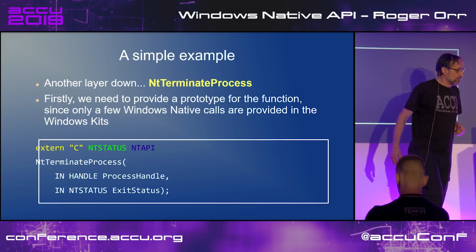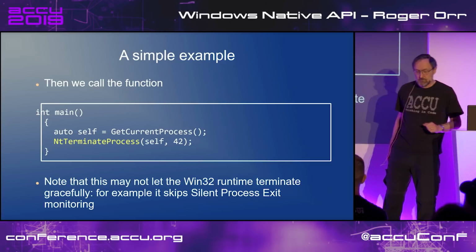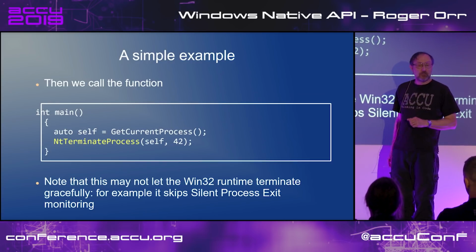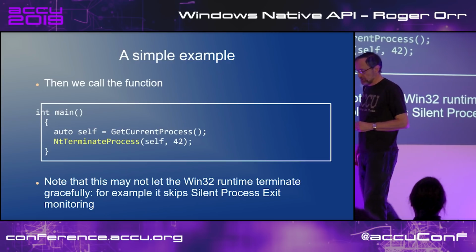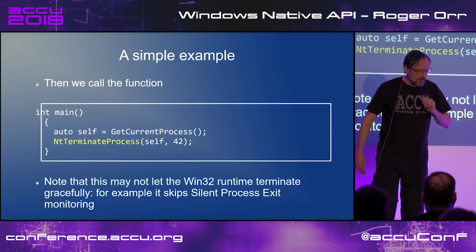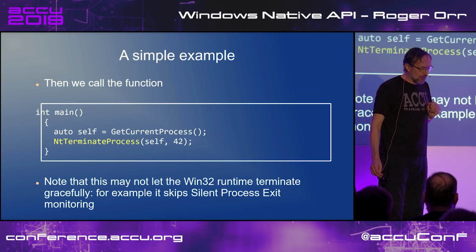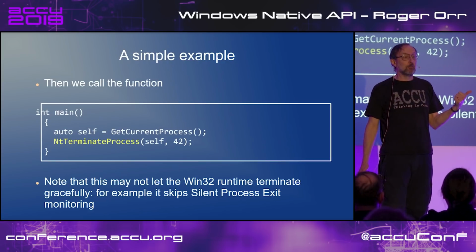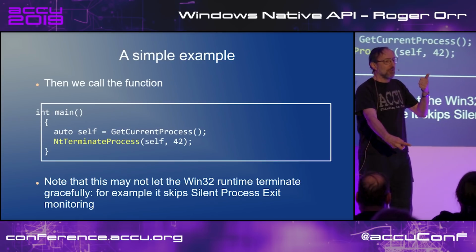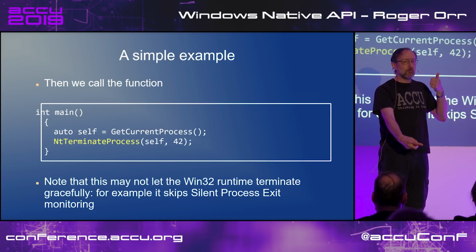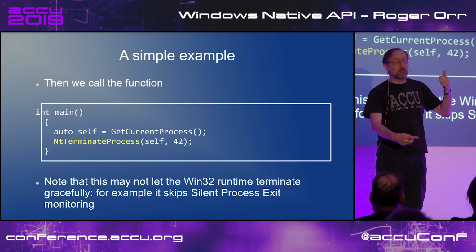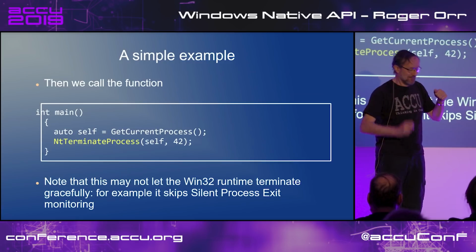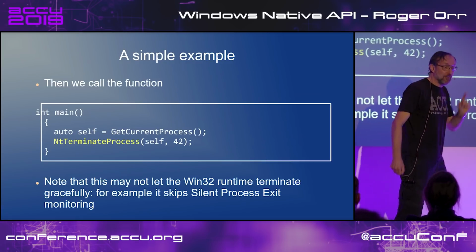Once we've got that, we can now call it. We get the current process, and we pass it in as the first argument. Aha, you think, but is this going to work? I've called a Win32 API to get my process ID and get my handle back, and I'm passing that to a native API. Does the word handle mean the same in both contexts? Sometimes, but not always. In this case, it does.